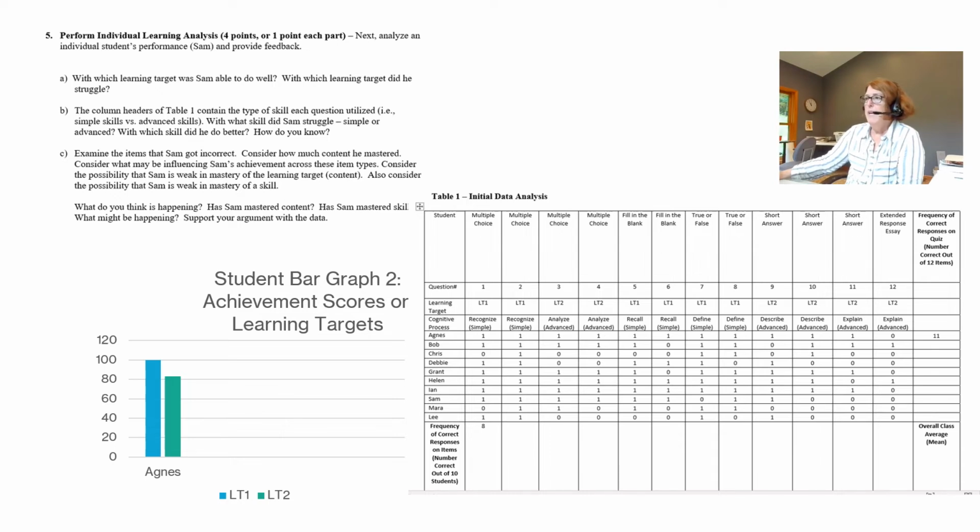Then letter C, examine the items that Sam got incorrect. Consider how much content he mastered. Consider what might be influencing his achievement across those types of items. Consider the possibility that Sam is weak in mastery of the learning target or in the skill.